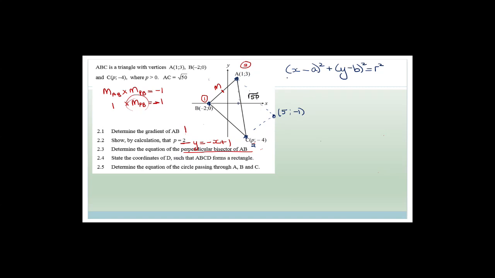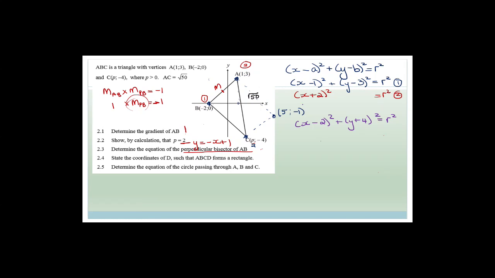So we could start with point A and we could say (x minus 1) squared plus (y minus 3) squared equals r squared. Okay, that's equation 1. Then we've got equation 2, which is going to come from B, which says (x plus 2) squared plus 0 is equal to r squared. So that looks kind of nice. And then we've got equation 3, which is (x minus 2) squared plus (y plus 4) squared is equal to r squared. And they're all equal to r squared, do you agree? Because they've all got the same radius, because they're all in the same circle.